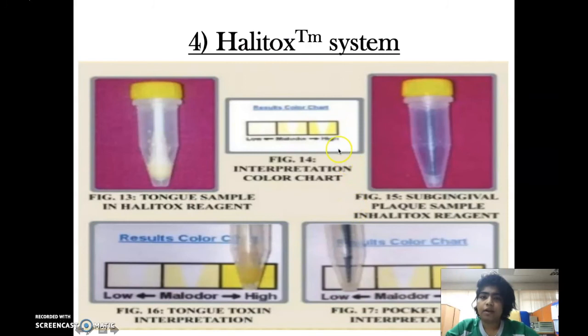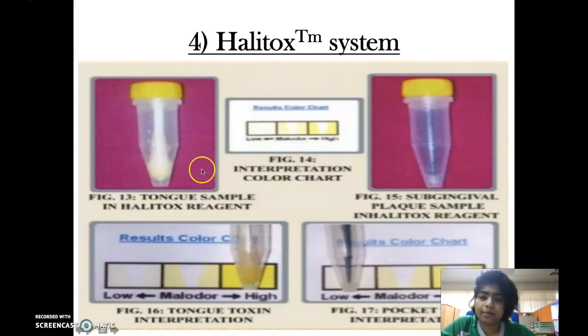So now I'm going to talk about the Halitox system. The Halitox system is quick and simple. It detects the VSC, as I said, known as volatile sulfur compounds, and polyamines in the sample. The absorbent point given with the kit is inserted into the pocket.